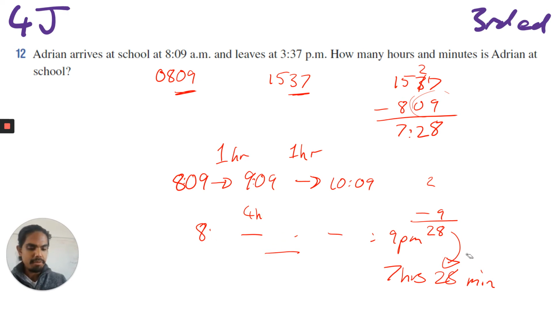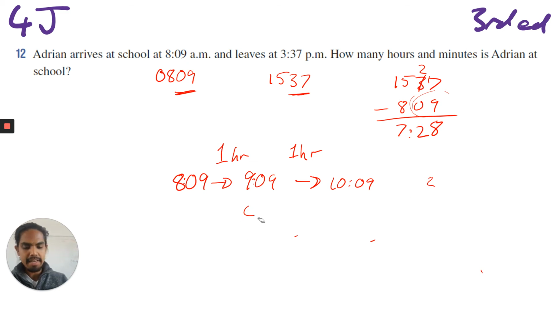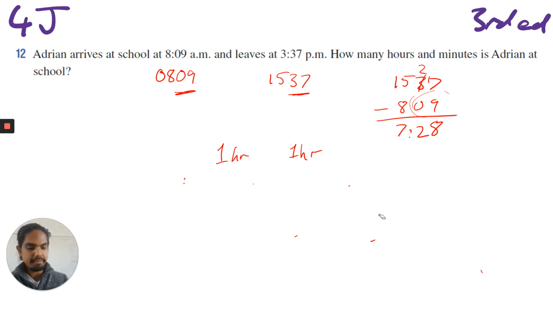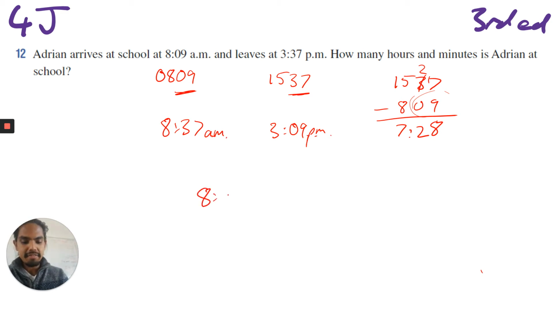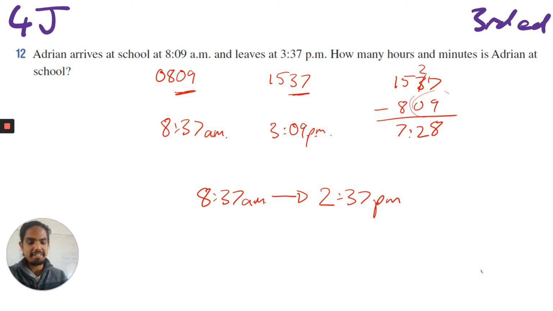So let's go back to that example where instead of having this, I had 8:37, let's say. 8:37 a.m. until 3:09 p.m. So let's go from 8:37 a.m. to 2:37 p.m. 8 to 12 is 4 hours, plus another 2 gets me a total of 6 hours. So we have 6 hours represented here.